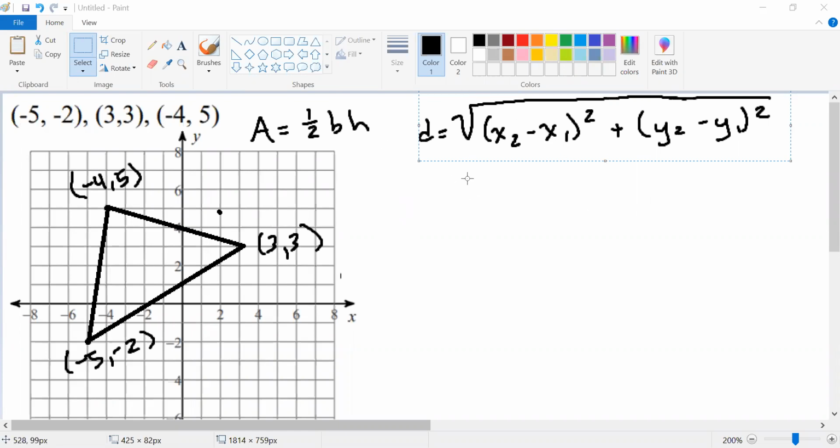Now here we need to use our distance formula because we need to find the distances. We need to find the lengths of our base and our height. And it's going to be tricky because this is at a slant, so we can't just simply count the boxes. So right off the bat, I know that this is going to be my base and this is my height. And this one looks to be my hypotenuse, my longest side.